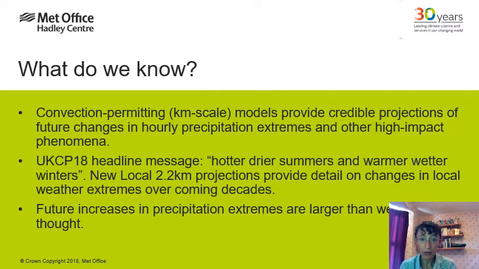So what do we know? These high-resolution convection permitting models provide credible projections of future changes in hourly precipitation extremes and other high impact phenomena. So what I'm meaning here is heavy summer downpours, hail, lightning, maybe wind extremes. And we're moving beyond broad statements like hotter, drier summers, warmer, wetter winters to really providing detail on changes in local weather extremes over the coming decades. And what we're finding is that increases in extremes are larger in many cases than we previously thought.